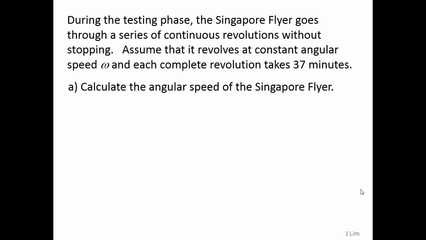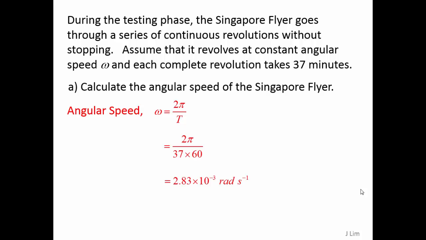During the testing phase, the Singapore Flyer goes through a series of continuous revolutions without stopping. Assume that it revolves at constant angular speed omega, and each complete revolution takes 37 minutes. Calculate the angular speed of the Singapore Flyer. The angular speed is given by 2 pi over the period, and the period is 37 minutes times 60 seconds. So that gives 2.83 times 10 to the power of minus 3 radian per second.